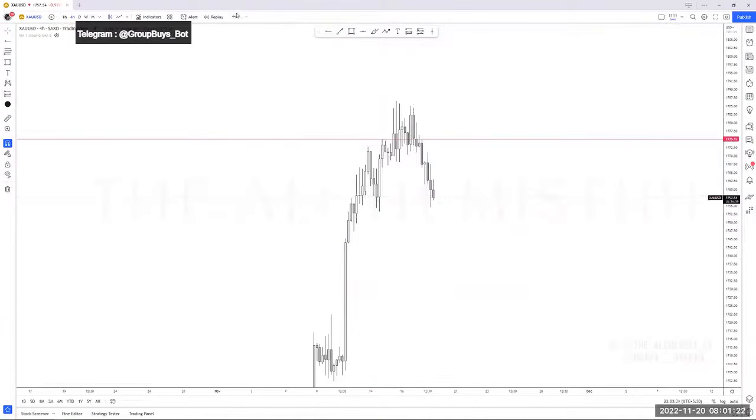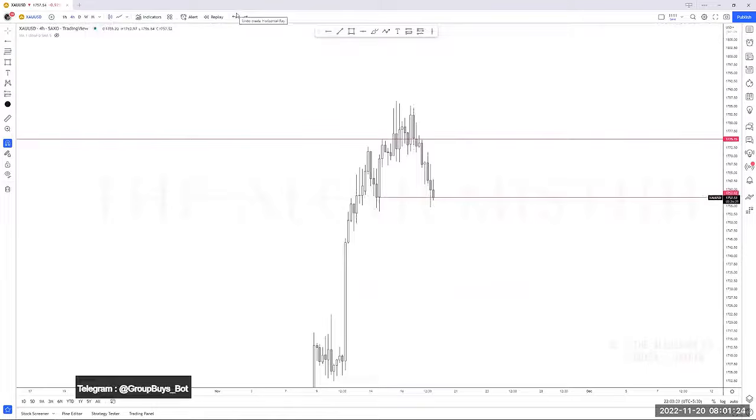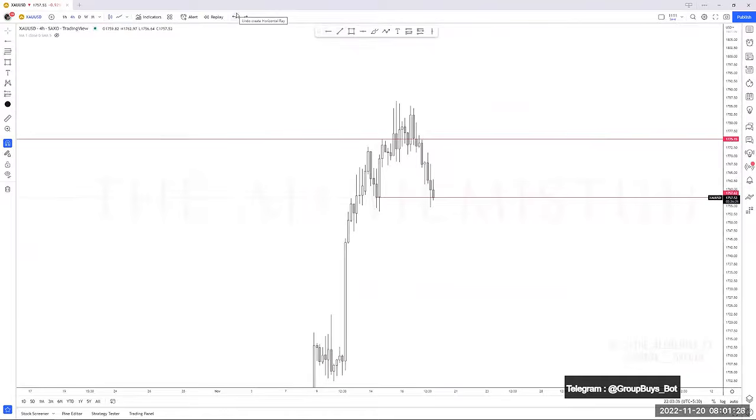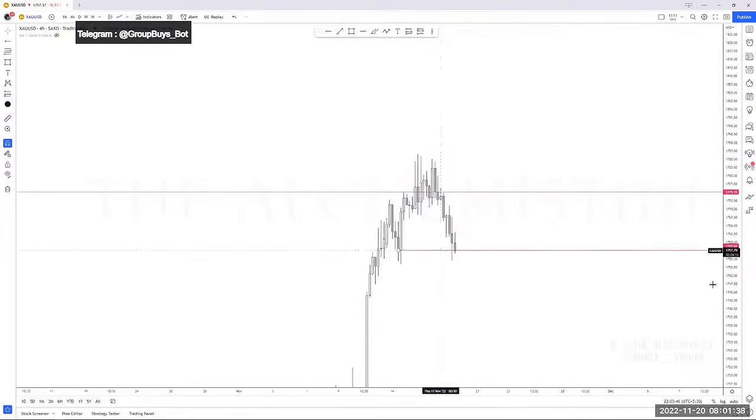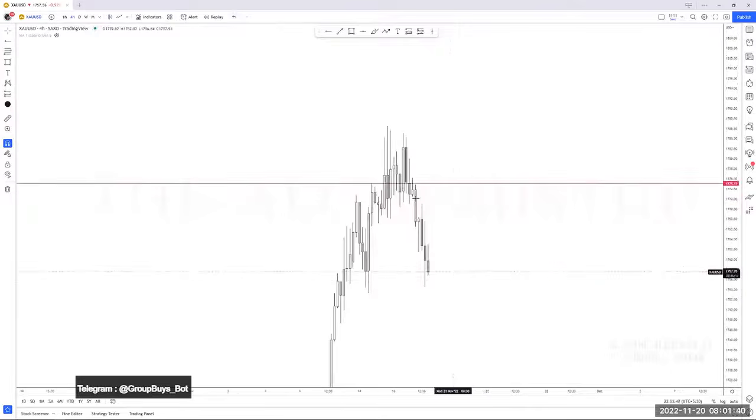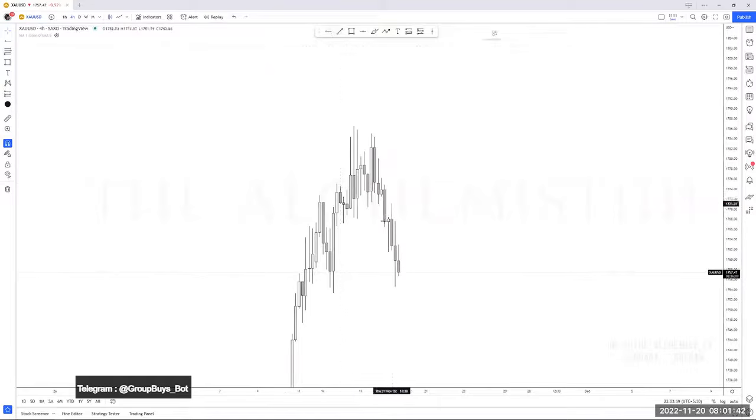What ICT says is this: when the market is bullish, expect support to hold and resistance to be broken. Same thing, when the market is bearish, expect resistance to hold and support to be broken. Now, the reason I brought that up is, can you see how every single resistance is holding?